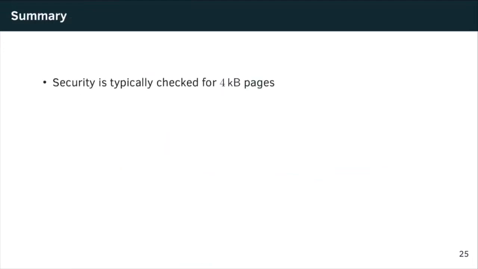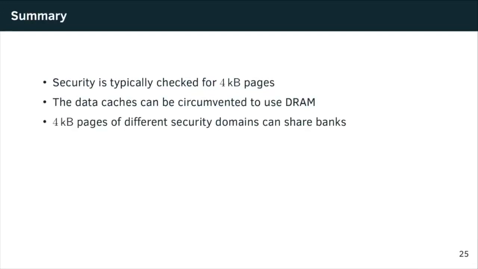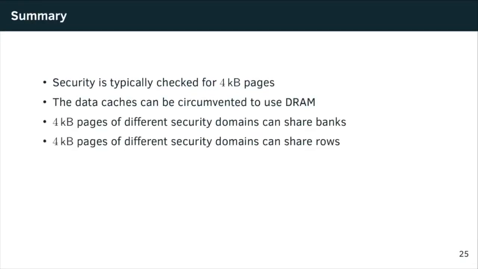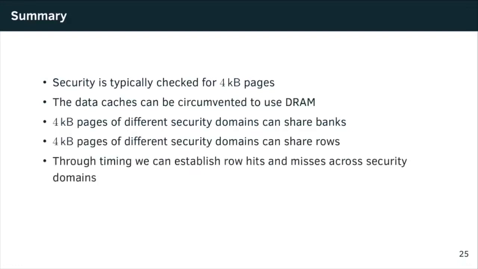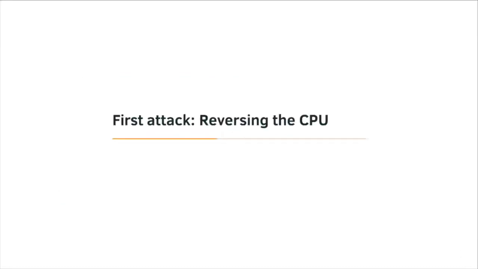So we can just summarize everything up to here. Security is typically checked for 4 kilobyte pages. We can bypass the data caches to read from DRAM. Pages of different security domains can share banks. Pages of different security domains can share rows. And through timing, we can establish row hits and misses across security boundaries. The total result is that DRAM leaks information.